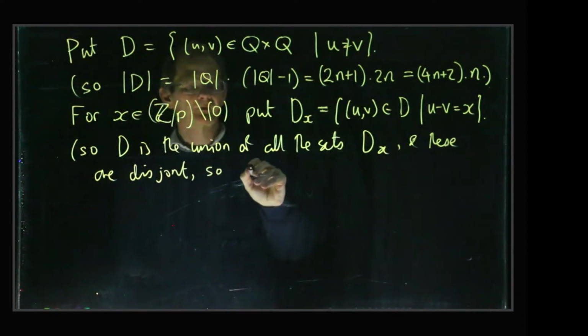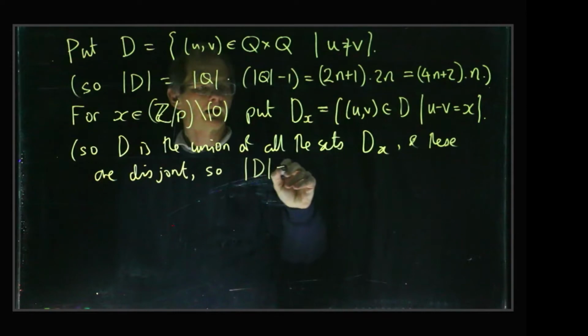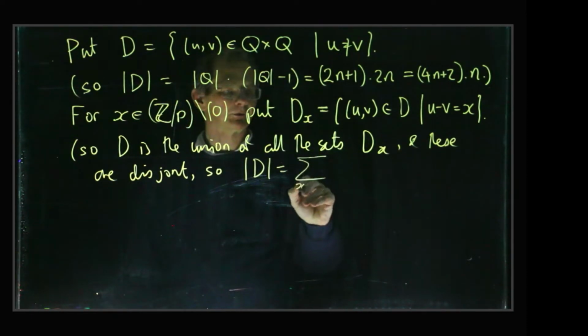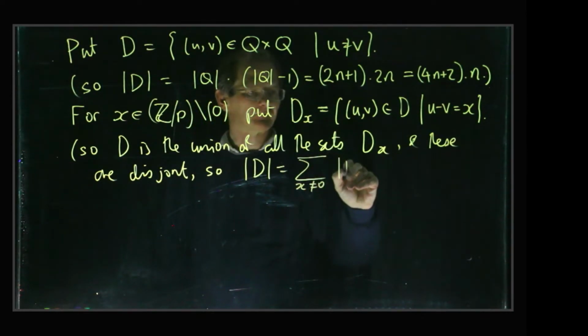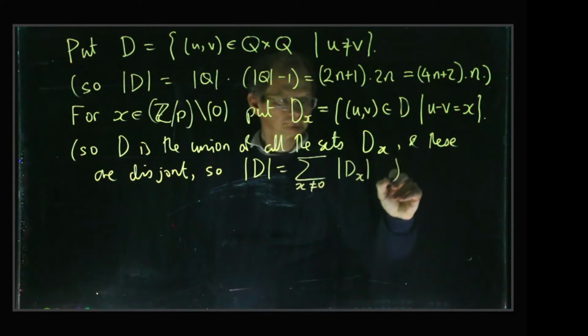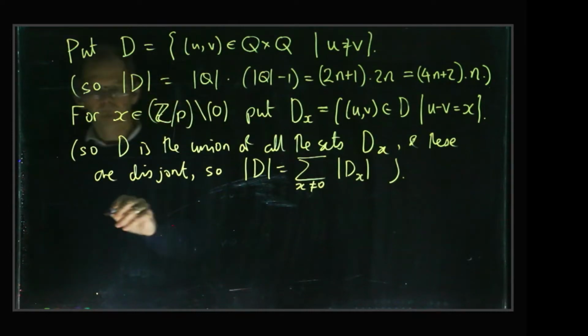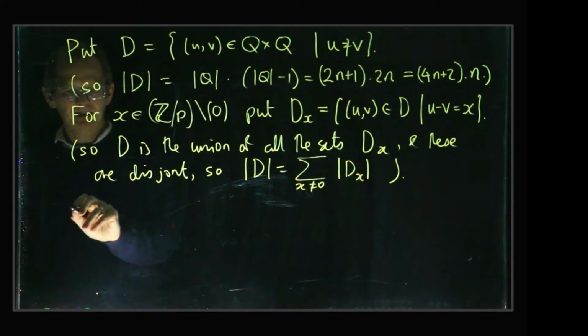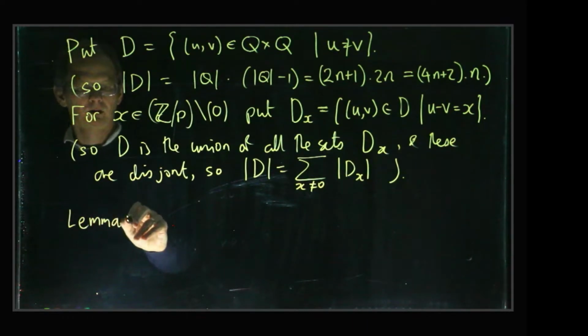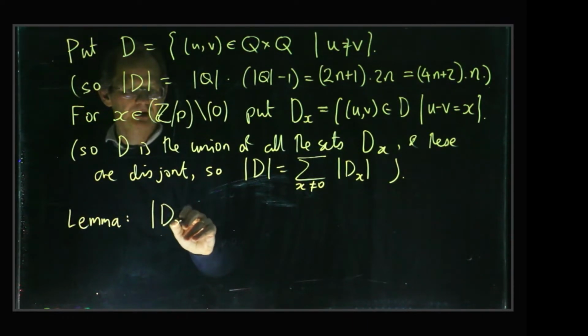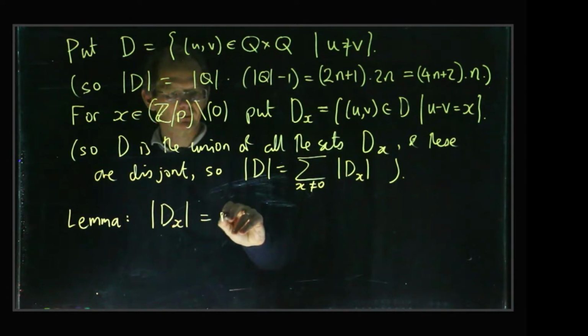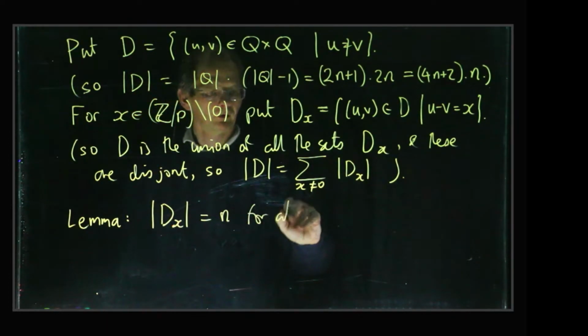So that means that the size of D is the sum for x not equal to 0 of the size of D_x. And so the claim, this lemma, is that in fact the size of D_x is going to be equal to n for all x.